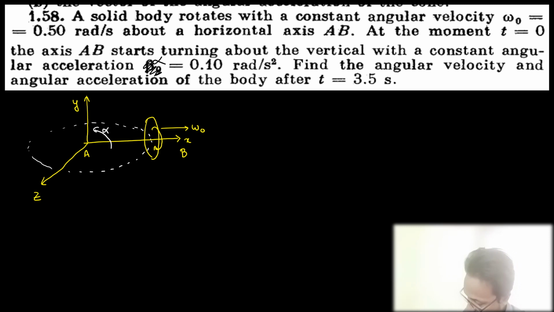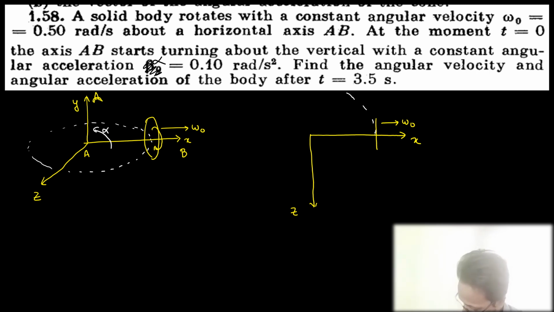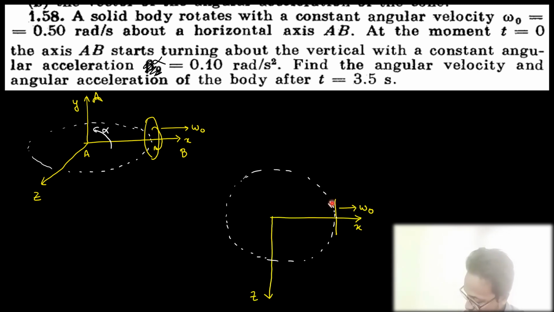If I look from the top, this is the x-axis, this is the z-axis, this is the wheel, and this is the angular velocity of the wheel. The wheel starts rotating in a circular orbit. Let's make this a little bit down. The wheel starts revolving around this circular orbit, but instead of revolving with constant angular velocity, it revolves with constant angular acceleration.